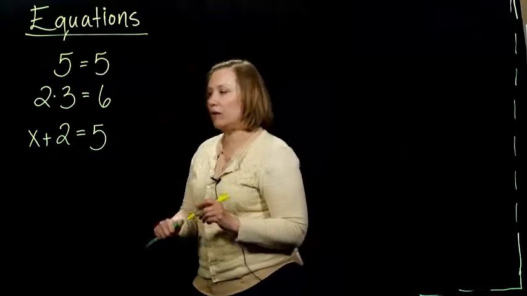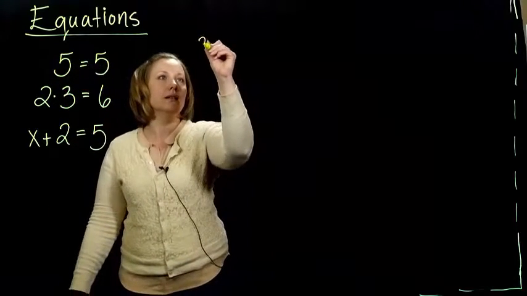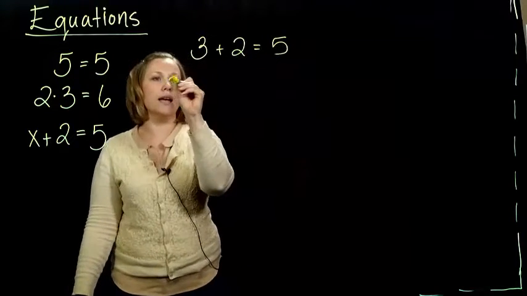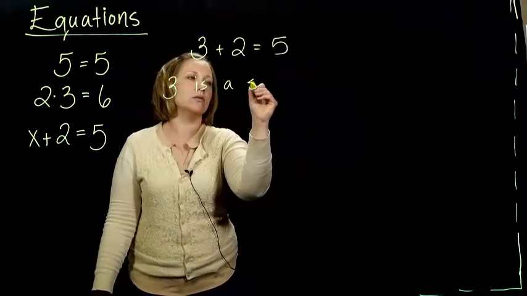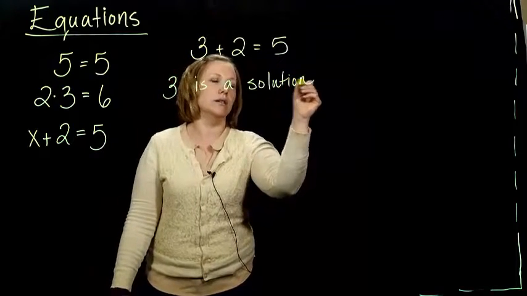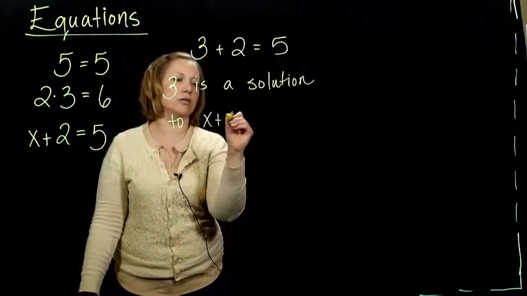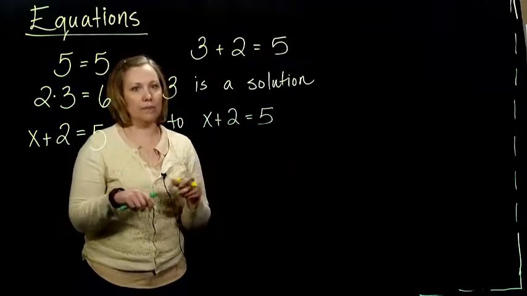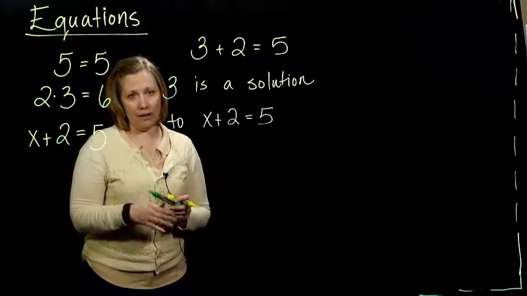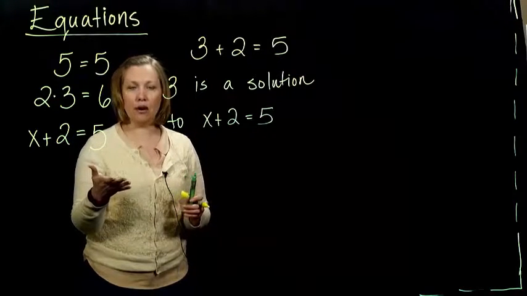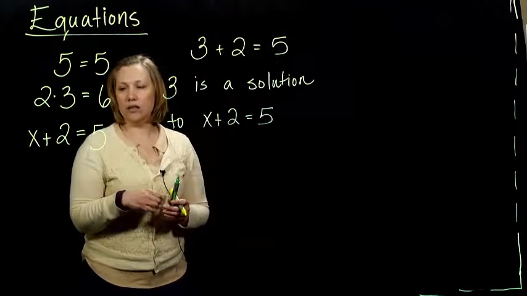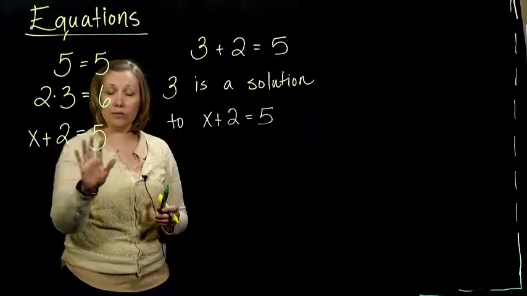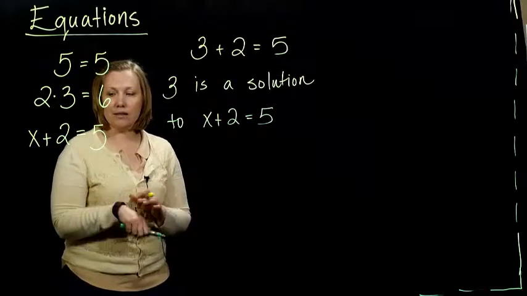3, right? So if we put 3 in, 3 plus 2 is equal to 5. So we would say 3 is a solution to x plus 2 equals 5, because when we put it in there, it makes a true statement. Well, we could figure out what the answer was here, but what if we had something more complicated? We need to use some properties of numbers, or of equations, to help us solve these.